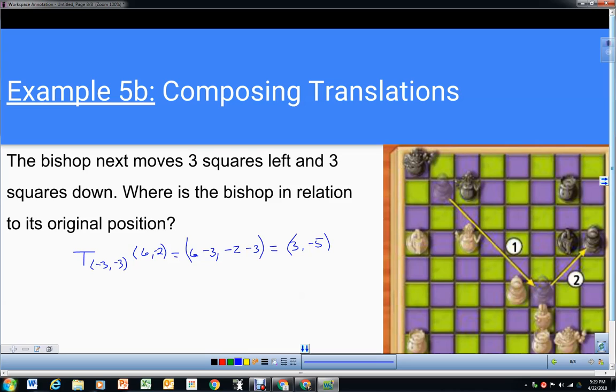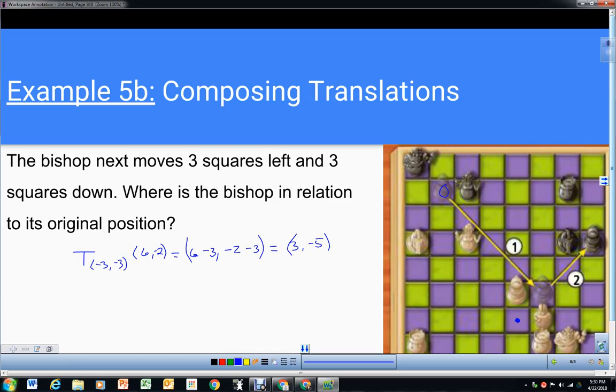All right, so let's say he's right here, and he's going to move 3 squares to the left. We go 1, 2, and 3, and 1, 2, and 3. So he's going to end up right here. Where is that in relation to his original position? It should be 3 units to the right and 5 units down. If we apply this rule to our position (6, -2), we do 6 minus 3 and -2 minus 3. That gives us +3 for our x and -5 for our y. So our point is located 3 units to the right and 5 units down from its original position.